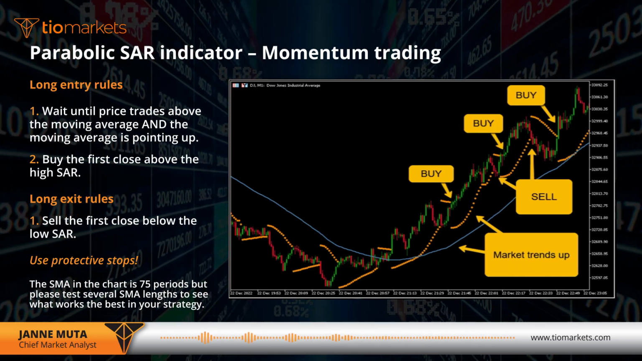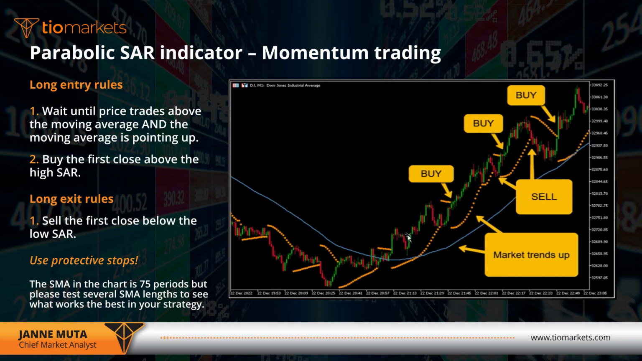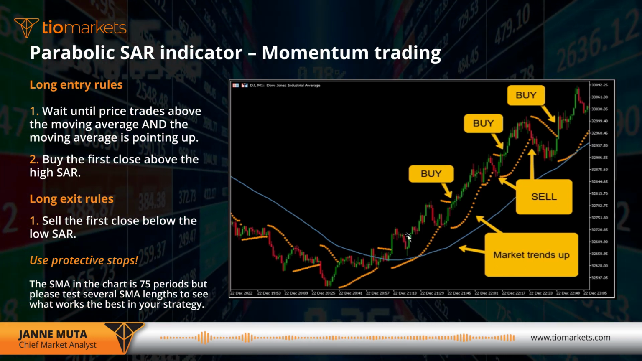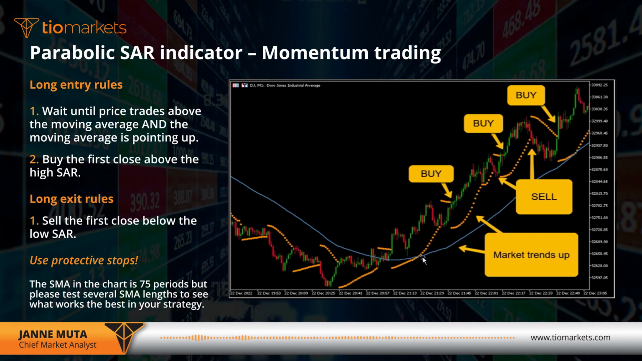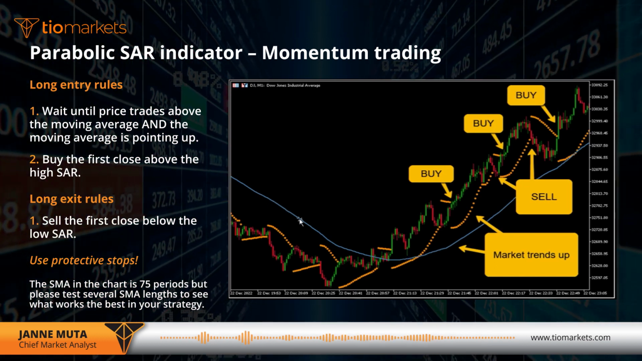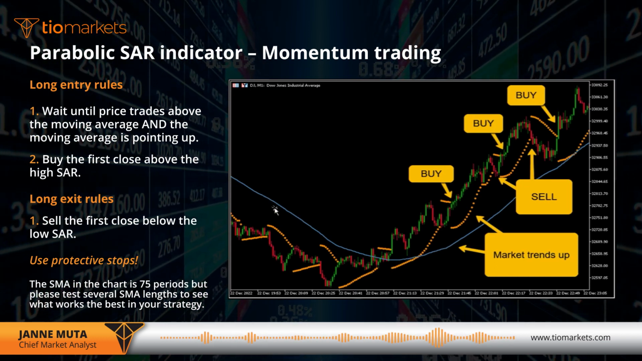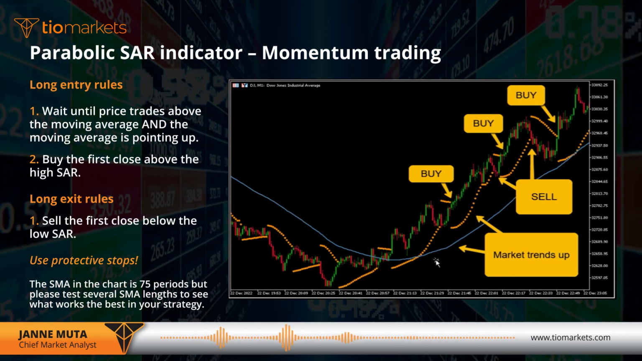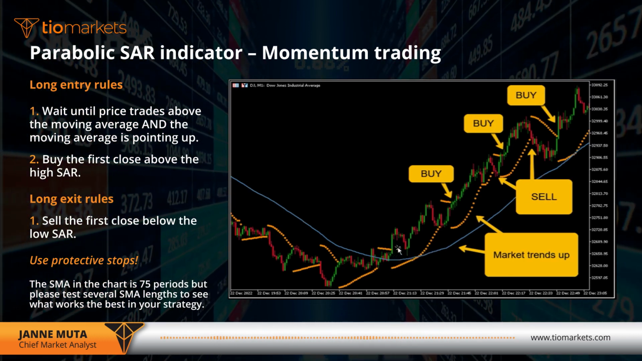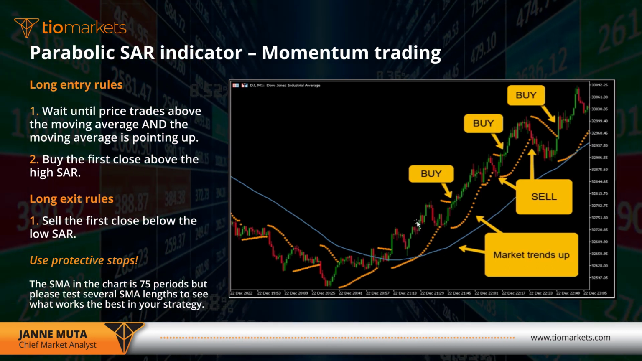We wait for the price to trade above the moving average. You can choose whichever moving average length you like. I have 75 periods here because it's fairly steady. It doesn't chop up and down. It moves in one direction at a time fairly consistently. And when the price is above it, it tends to stay above it for longer periods of time.